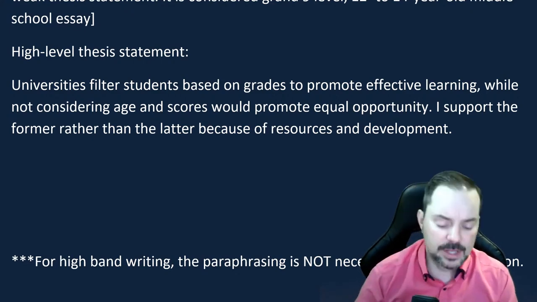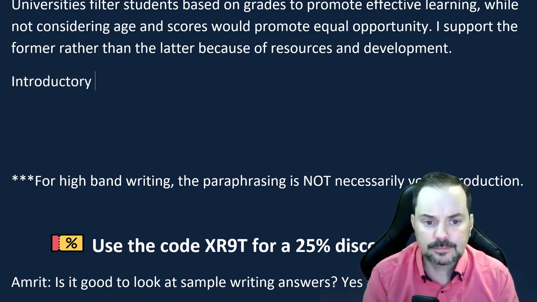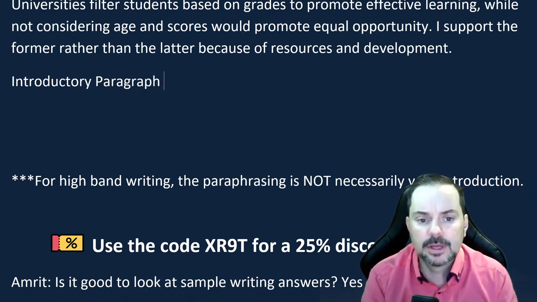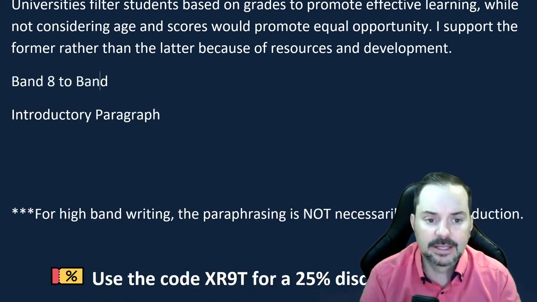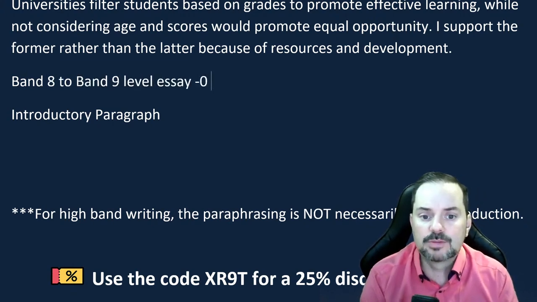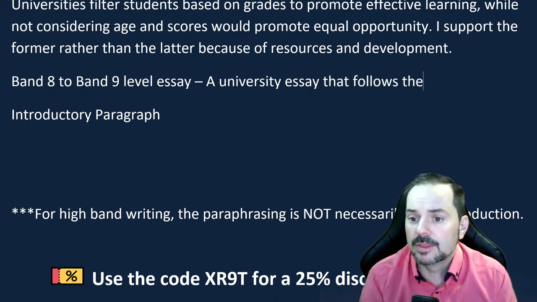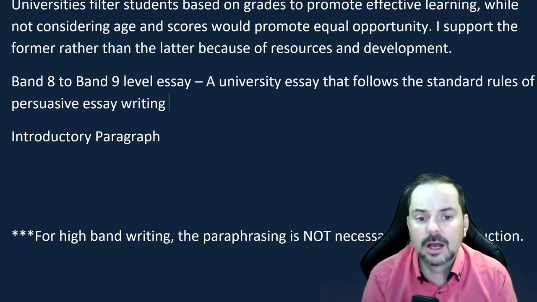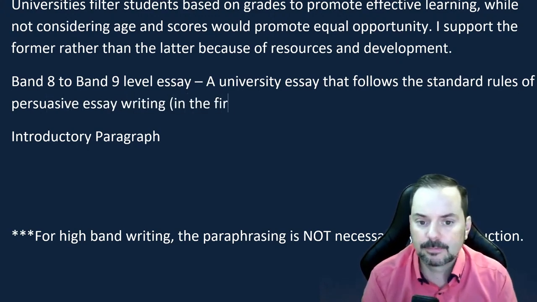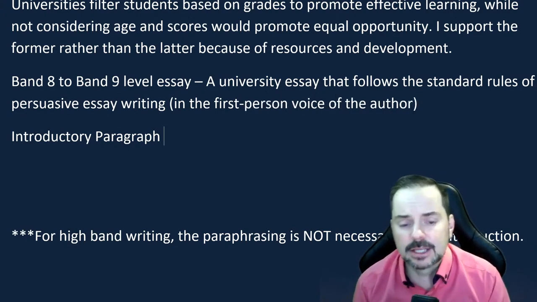Okay, so now we cut into our introductory paragraph. And students, keep in mind that what I'm showing you here is a Band 9 level essay. Okay, so I'm aiming for that Band 8 to Band 9 level essay, which means a university level essay that follows the standard rules of persuasive essay writing, in this case, in the first person voice of the author. Why first person voice of the author? Because it's asking for my opinion.